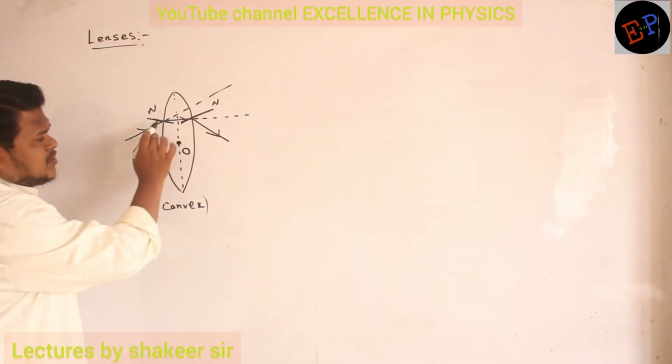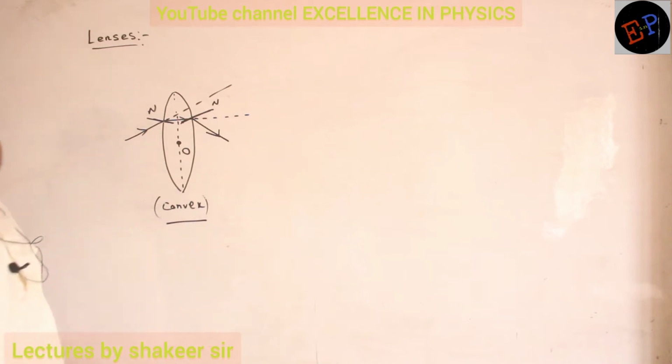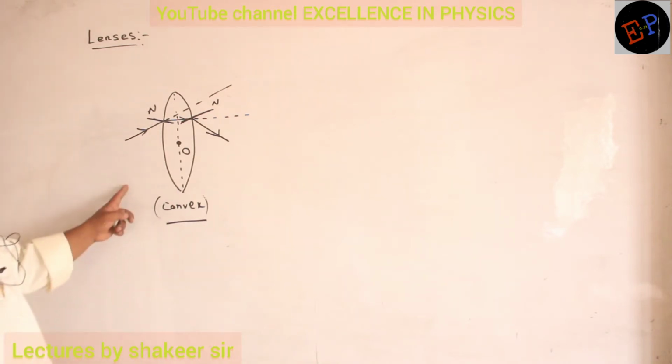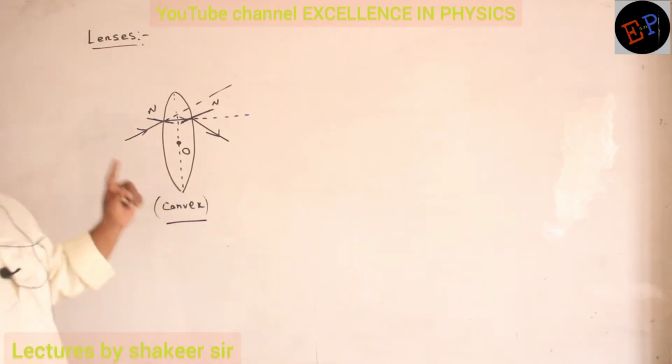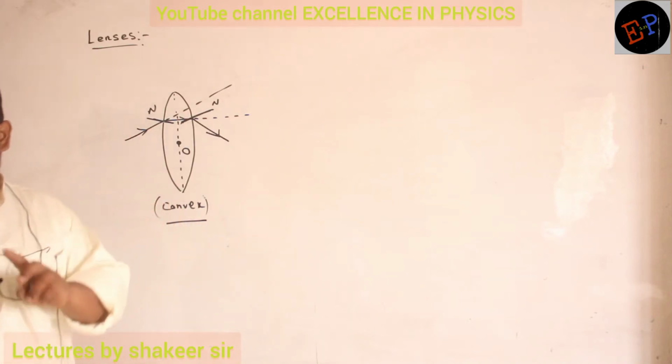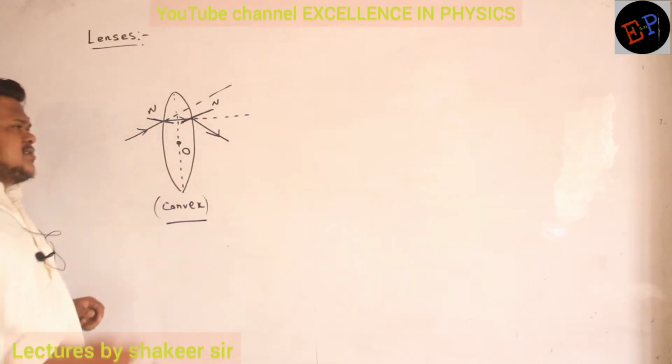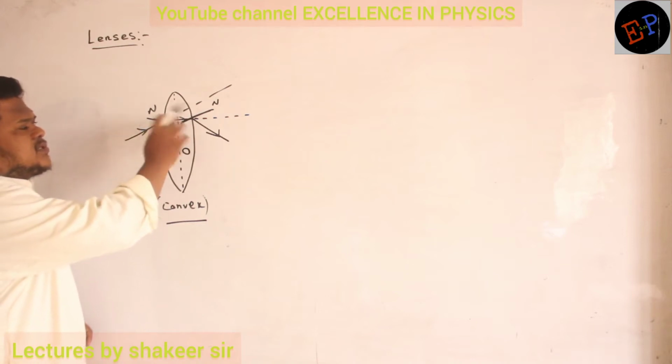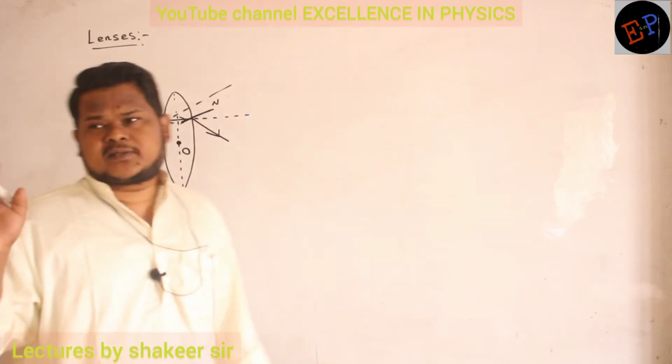So this is what happens when light enters what kind of lens? A convex lens. So refraction takes place at both surfaces, the first surface as well as the second surface. But generally we don't represent both refractions. We represent only one refraction in the diagram.